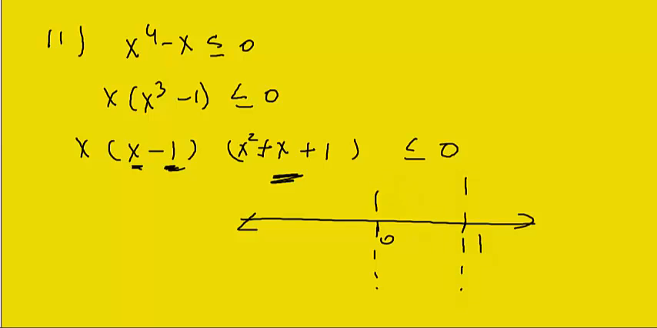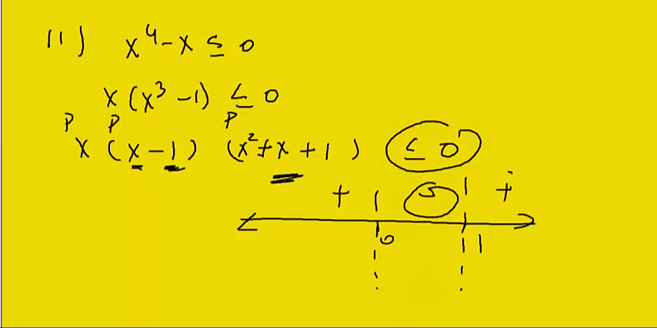Pick any number, let's say a billion. Positive, positive, positive, so it'll be positive. And this would be negative, and that'll be positive. The question is, where is this thing negative? It's negative right there. That means x is greater than or equal to 0 and less than or equal to 1. Why do I put equal to? Because there's an equal sign right here.